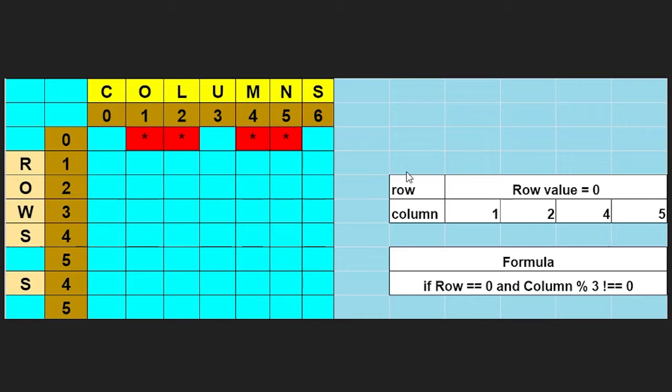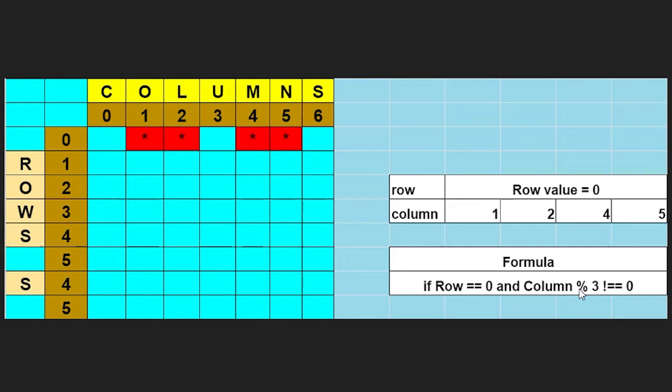For that, here I have written down the formula for you, and you can see that the row value here is constant, which is 0. Therefore, row value equal to 0. And in columns 1, 2, 4 and 5, we have the star printed. Therefore, the column value is 1, 2, 4 and 5. Therefore, this can be the formula: row equal to 0 and column mod 3 is not equal to 0. What does that mean? This is not divide. This is the modulus operator.